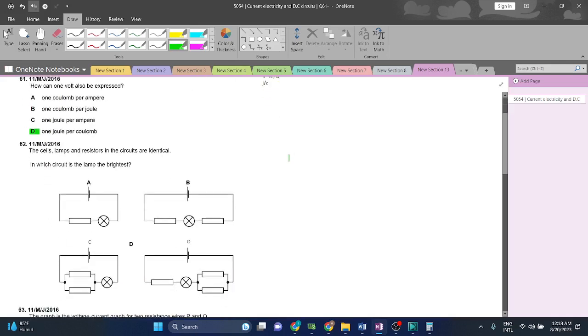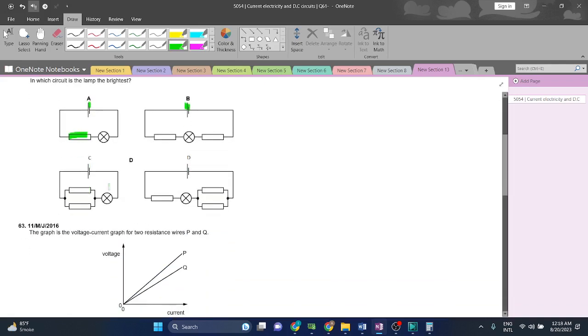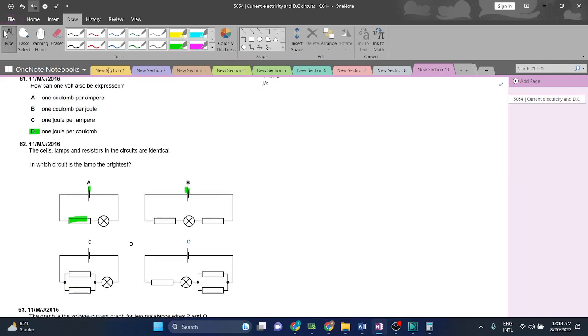Next, 62. The cells, lamps and resistors in the circuits are identical. Cells means the voltage or EMF is the same. The resistances, that means each of the resistors has the same ohms, and the lamps are the same in the circuits. They are identical. In which circuit is the lamp the brightest? The circuit with the least resistance will have the brightest lamp.